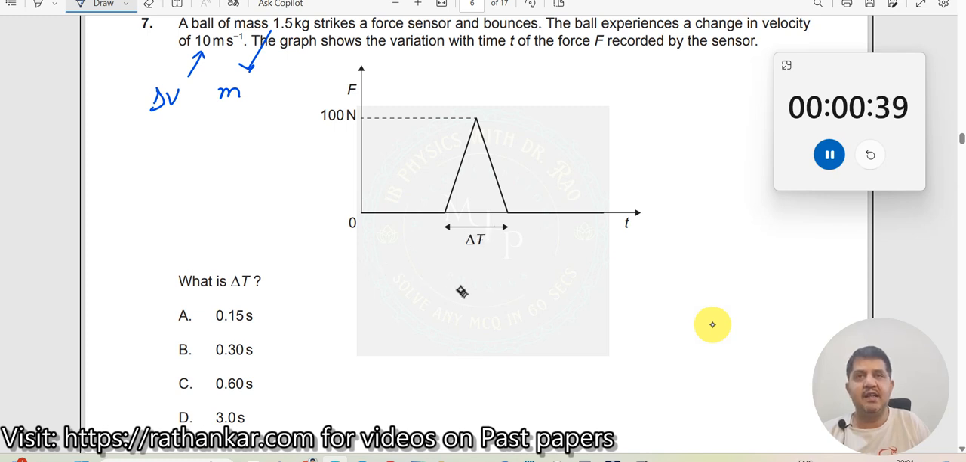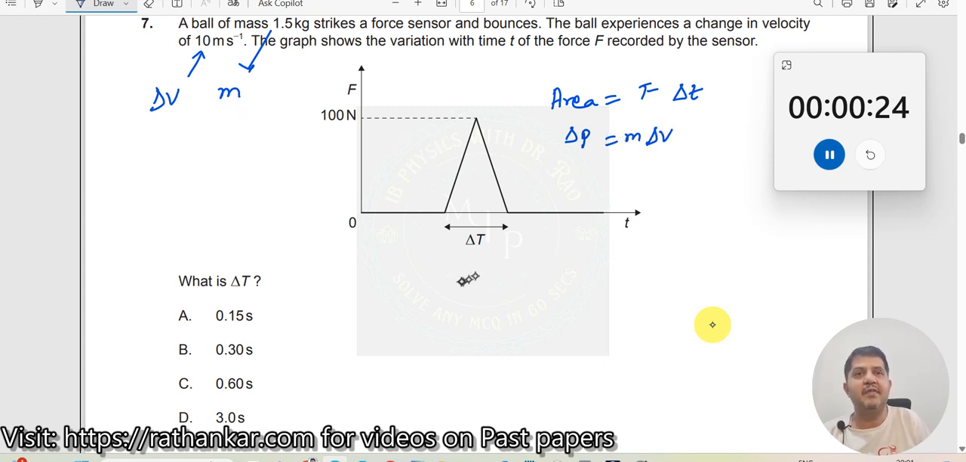What is delta t? You know, the area in an F-t graph, what does it give you? If you see F into delta t, what does it give you? This gives you delta p over here, right? Now, what is delta p according to us? Delta p is nothing but m delta v, right?